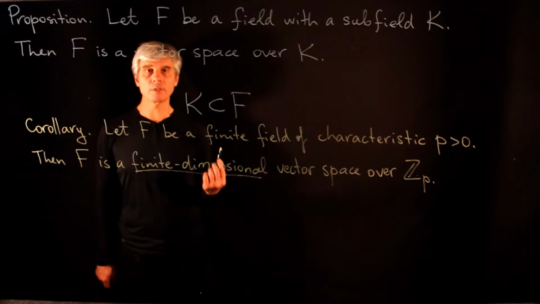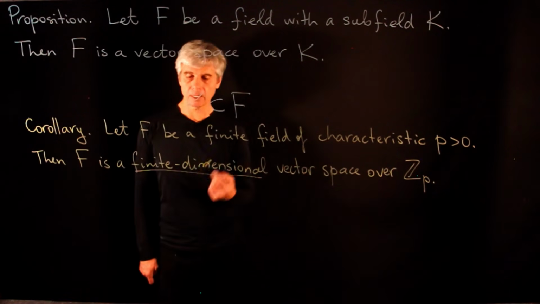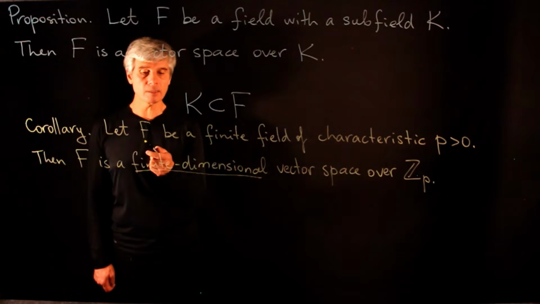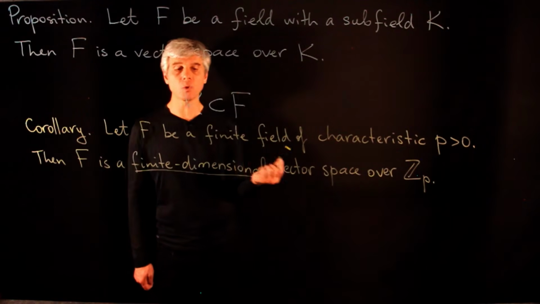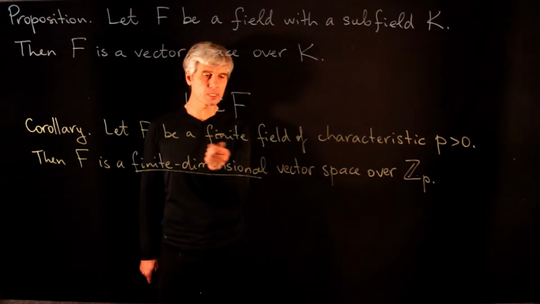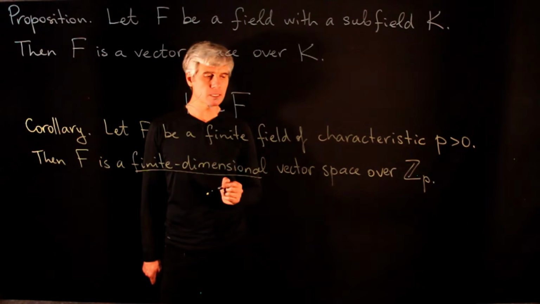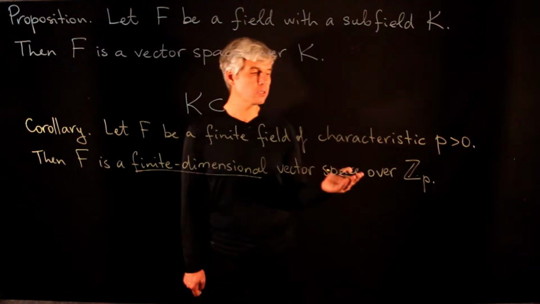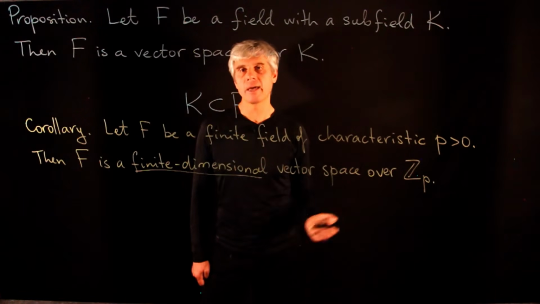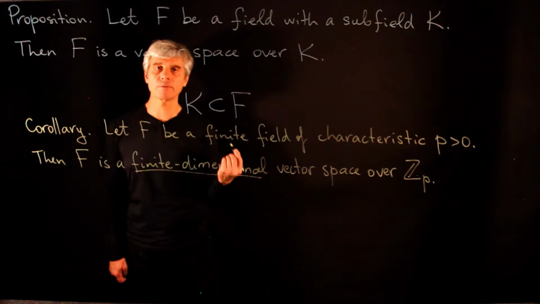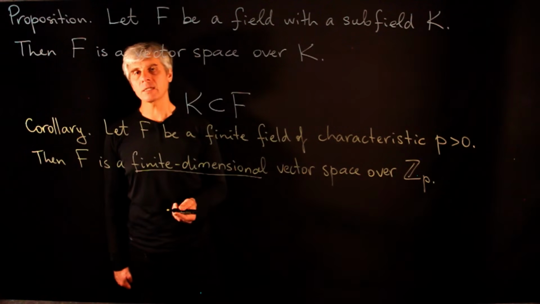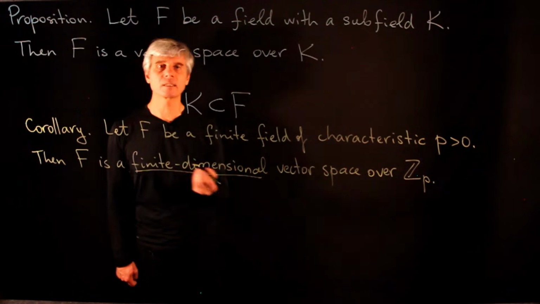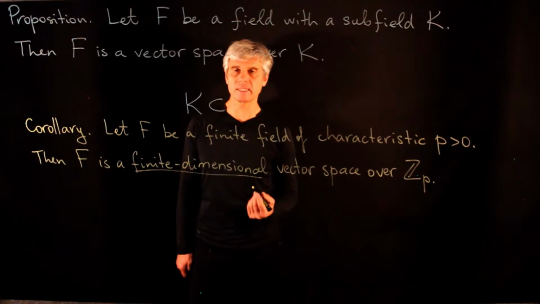So let's recall the definition of a finite dimensional space. A space is finite dimensional if it is spanned by a finite number of vectors. But F is a finite field. There is only a finite number of vectors in it at all. So this means that automatically, since it's finite, it certainly is finite dimensional. And so we get that F is a finite dimensional vector space over the field Zp. And we already know something about finite dimensional vector spaces. In particular, any finite dimensional vector space has a basis and a dimension. So let's explore these ideas.